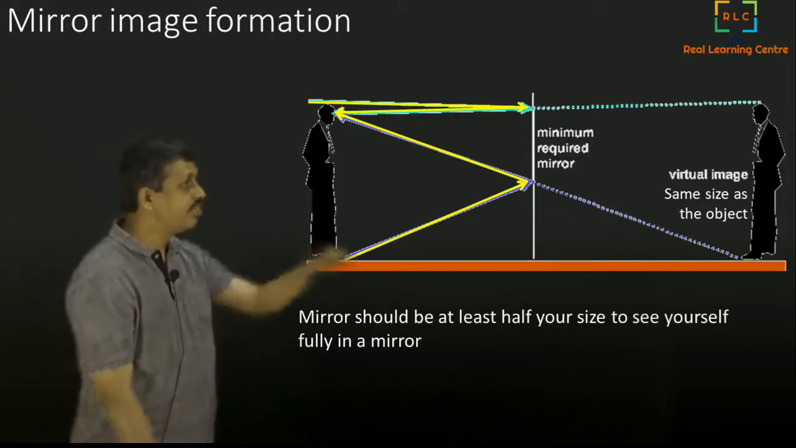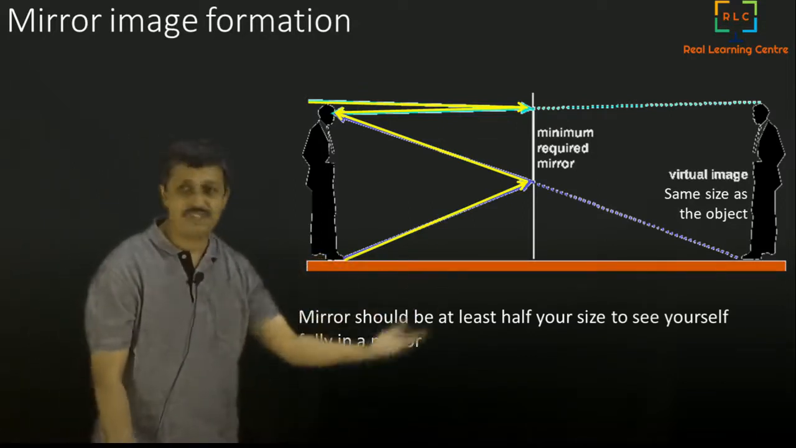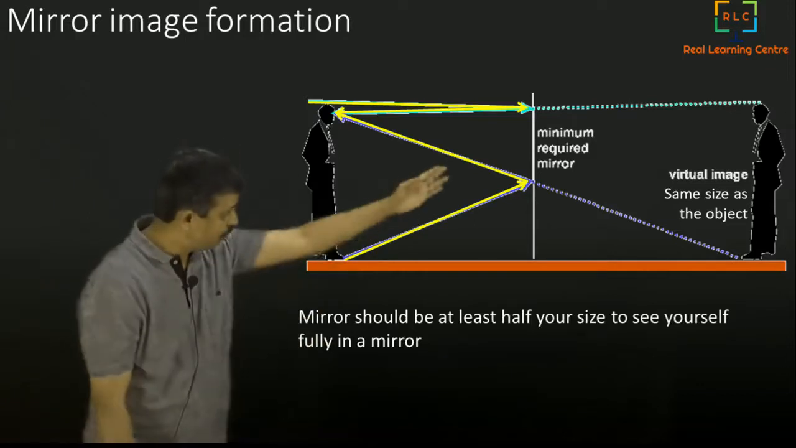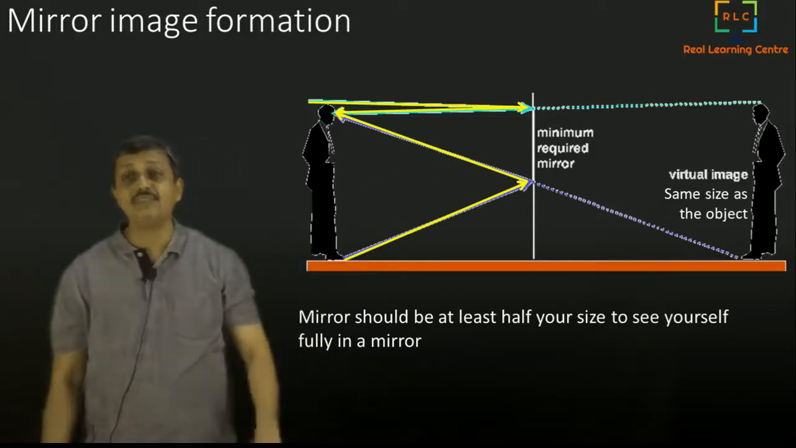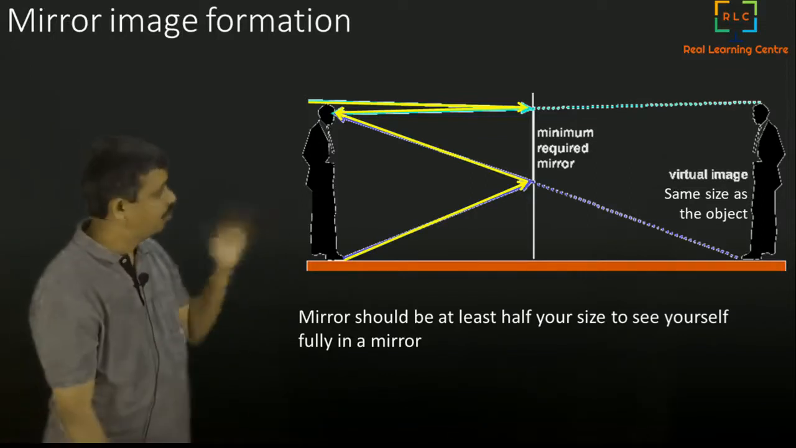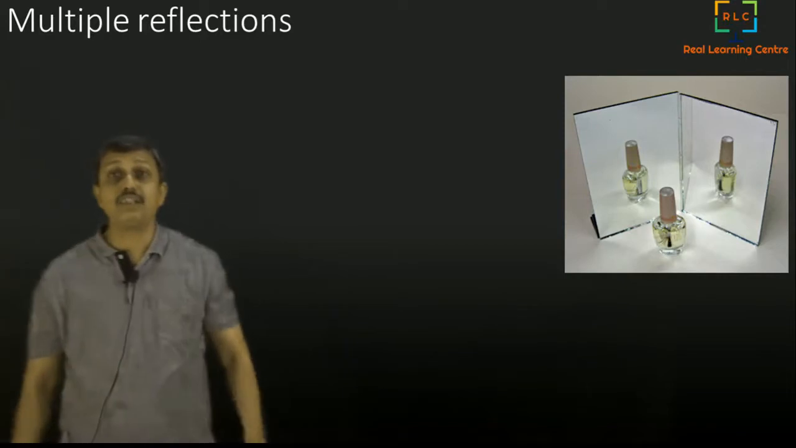So that is why we see the object on the other side, inside the mirror, at the same distance as we are standing from the mirror. So you can see the image there. And the size of the mirror should be at least half our size to be able to see ourselves fully in the mirror. Now let's look at multiple reflection.